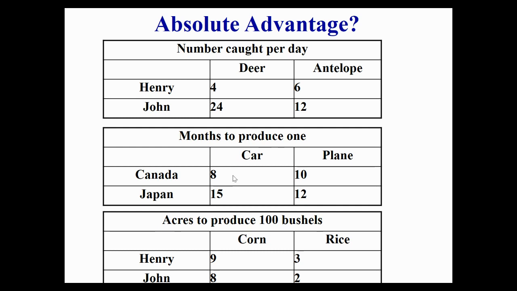So Canada would have absolute advantage in cars and in planes. And then this is also input, so the lesser of them would be here. This would be John in both. They'd have absolute advantage in those.